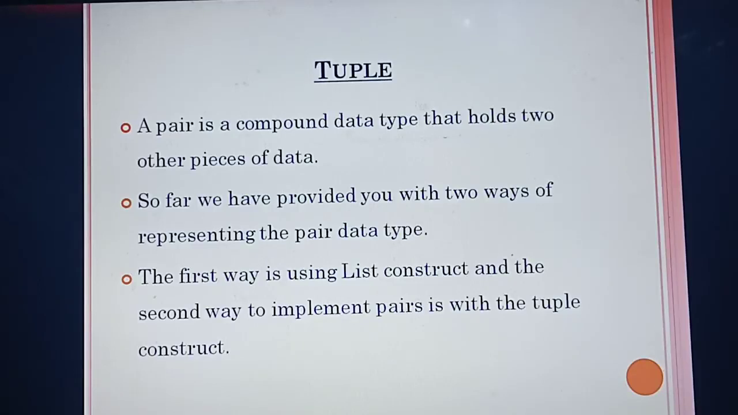How many methods can you use to represent a pair? 2 methods. The first way, using list, you can construct it. The second way, using tuple. Understood? What do you mean by pair? A bundling of 2 values. You are going to combine 2 values. Always the pair will contain how many pieces of data? 2 pieces of data. This pair can be expressed using 2 forms. What are the 2 forms? List and tuple. Understood?